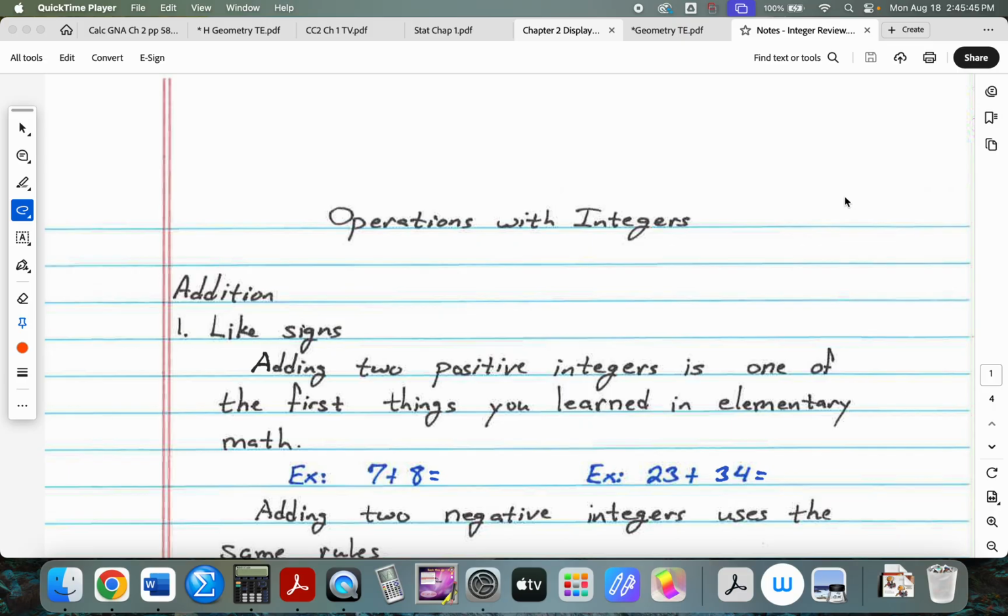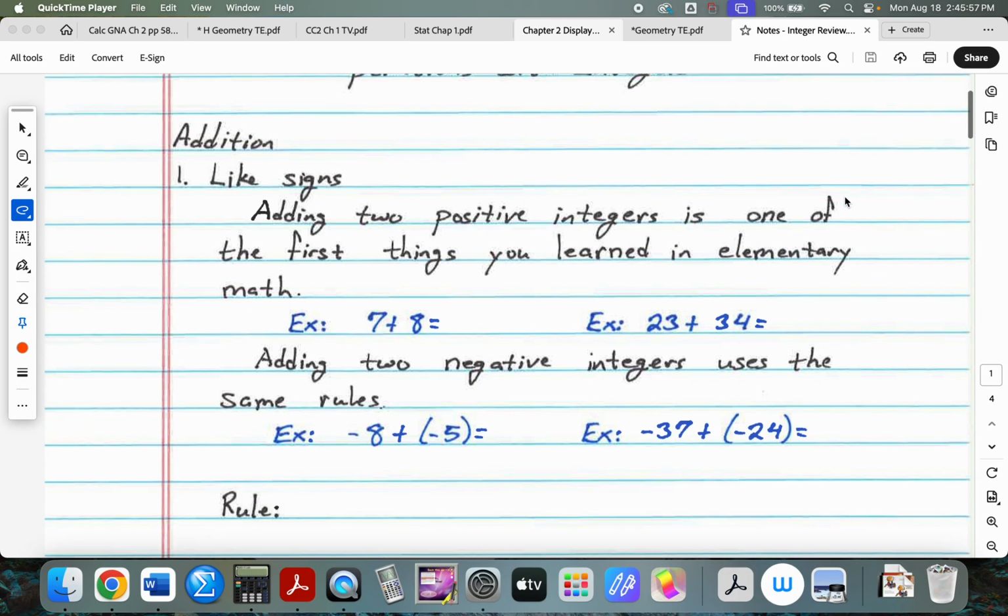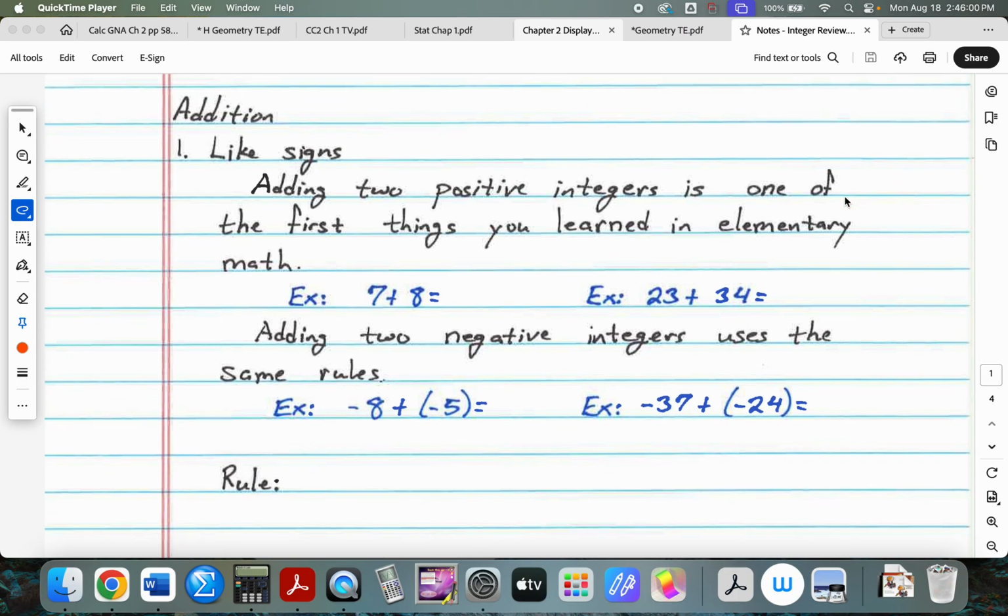So let me just remind you of operations with integers. Remember, integers are whole numbers, including negative whole numbers and 0. Let's start off with addition, which for most people is not a big deal. If you have like signs, I'm adding two positive numbers together, or two negatives. If they're two positive numbers, this is basic elementary school. I learned this a really long time ago, so we're going to go through this fairly quickly.